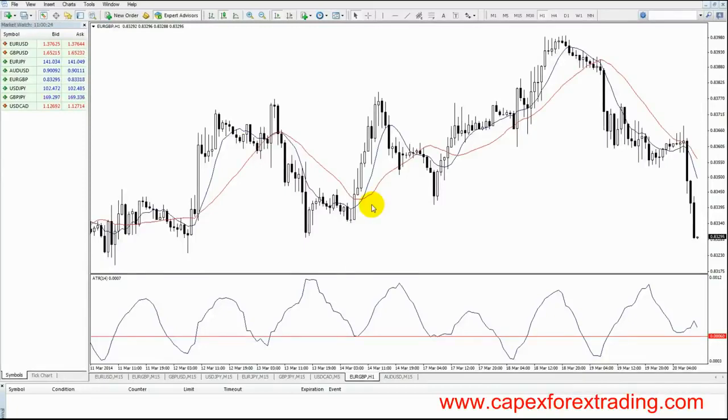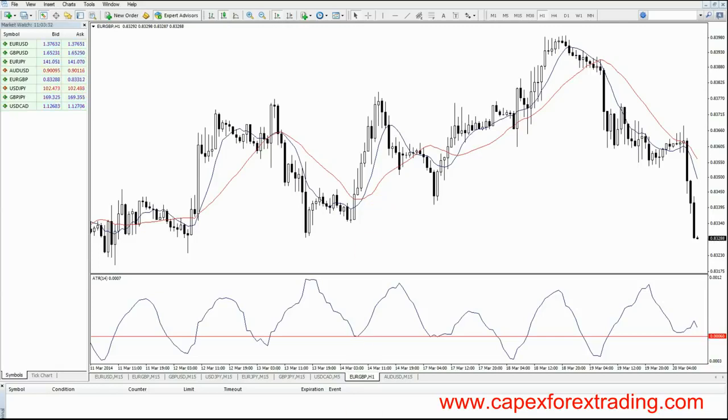Welcome back to CapexForexTrading.com. In this lesson, we're going to focus on the average true range, which is also known as the ATR. We're going to discuss two ways in which this indicator can be used. Number one, we're going to discuss how we can use these low volatility readings to get into a new trend. And number two, we're going to show you how we can use these readings to assign an appropriate stop loss for our trading that's relative to the volatility of current prices.